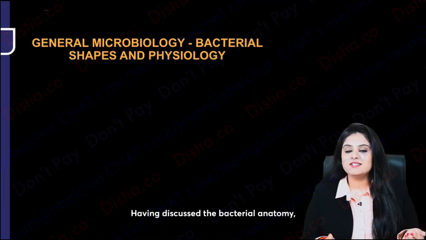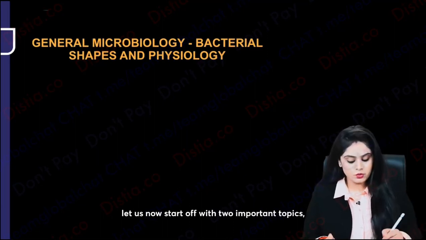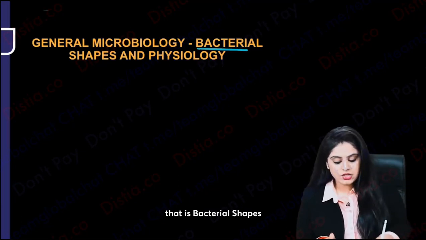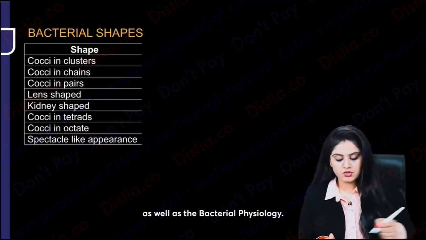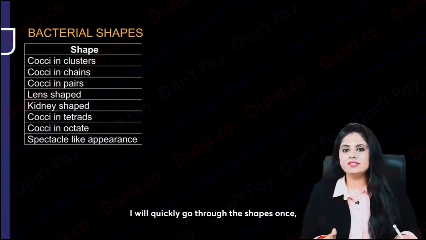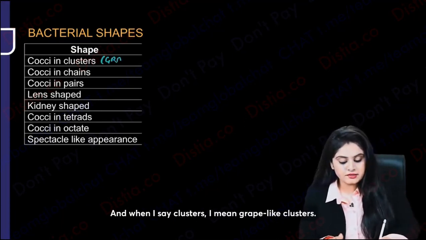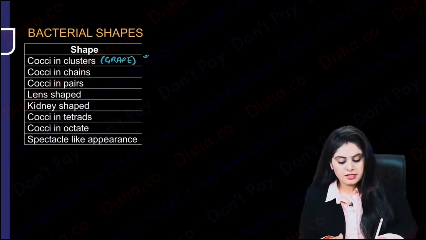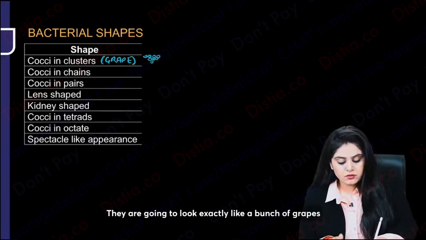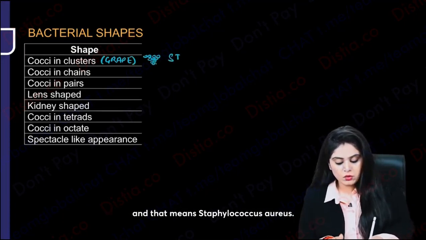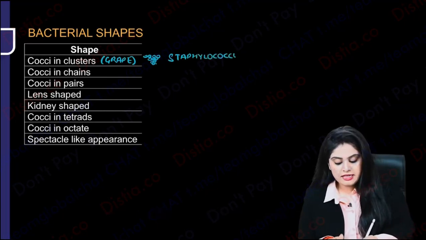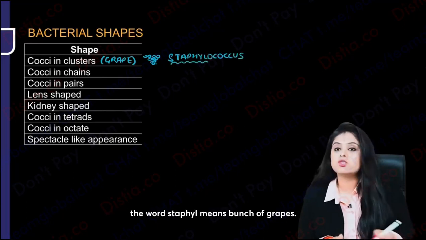Having discussed the bacterial anatomy, let us now start off with two important topics, that is bacterial shapes as well as the bacterial physiology. I'll quickly go through the shapes once, that is the cocci which are present in clusters. And when I say clusters, I mean grape-like clusters. They are going to look exactly like a bunch of grapes, and that means Staphylococcus aureus. In fact, guys, if you look at the name of Staphylococcus, the word staphyle means bunch of grapes.